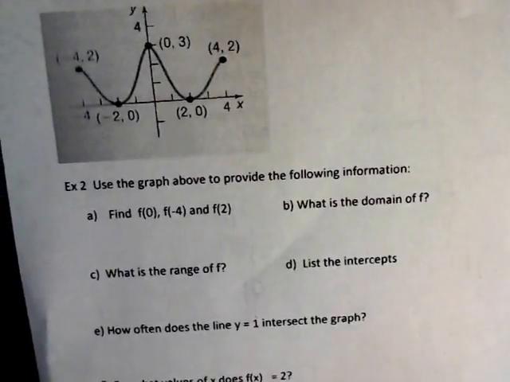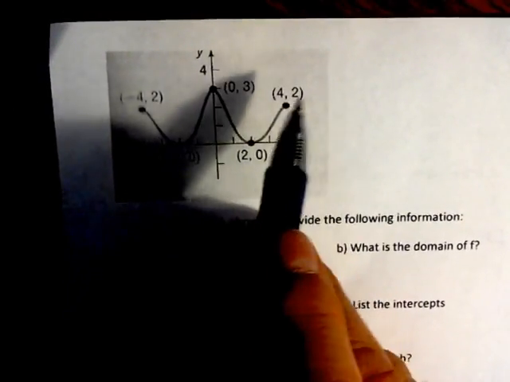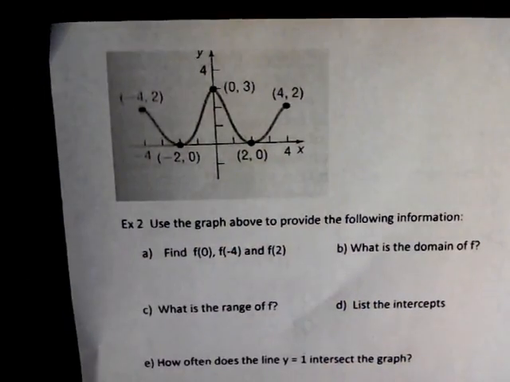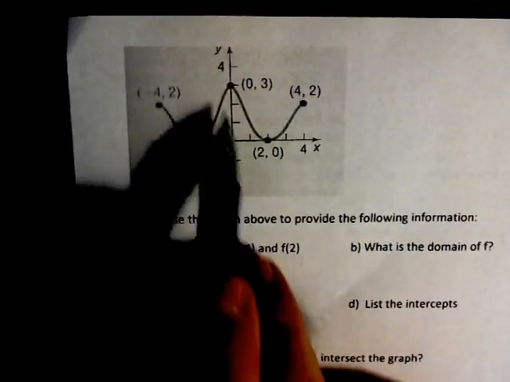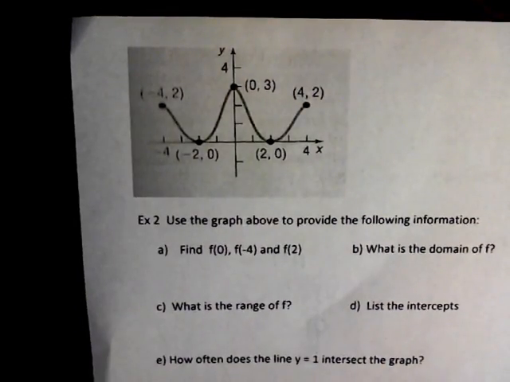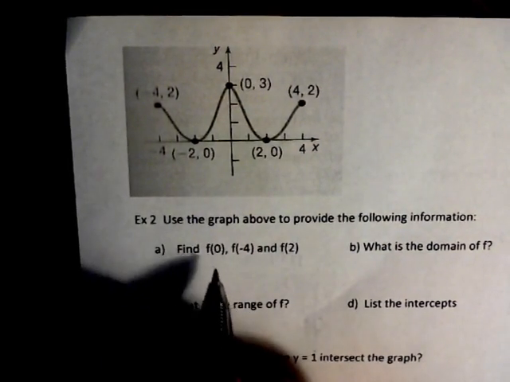Okay, so let's look at an example here. We've got this graph right here. It has two endpoints, so it is continuous all the way through, no breaks in it. And we want to use the graph above to provide the following information.